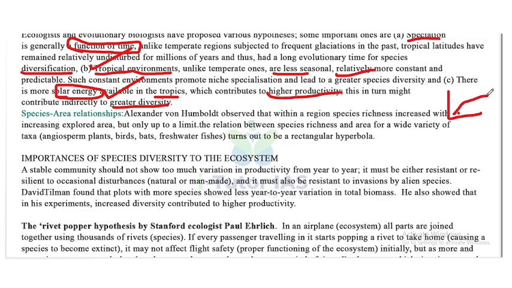it will be a rectangular hyperbola. That is, you can see an increase, then it almost remains constant. After a certain point there is no increase, but as you start with the area, there is an increase, then it almost flattens out. So it is a rectangular hyperbola. This species-area relationship was given by Alexander von Humboldt. Just take a note of this name.